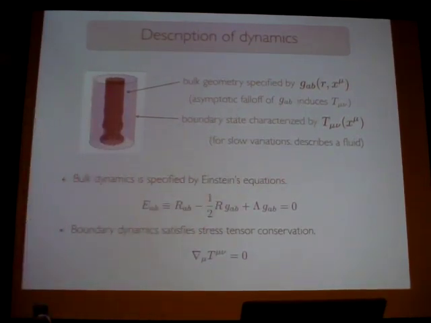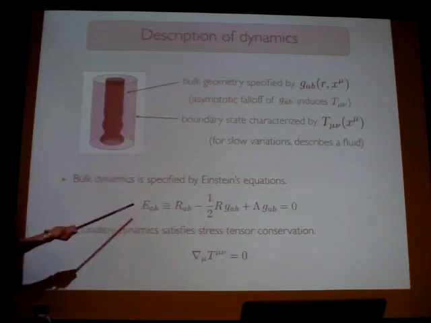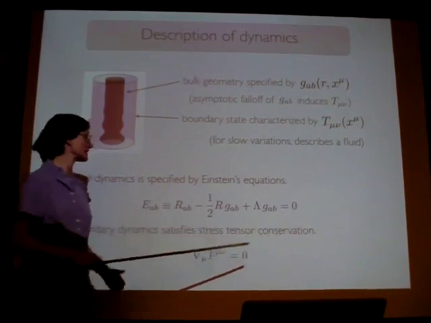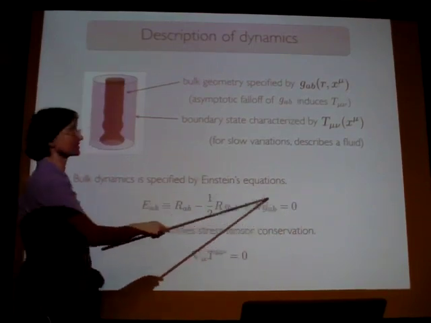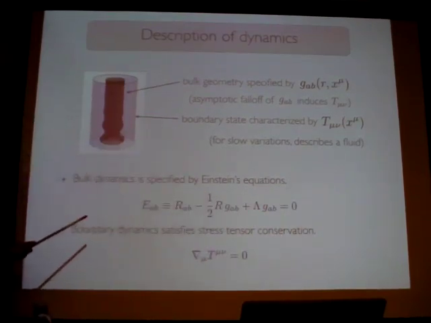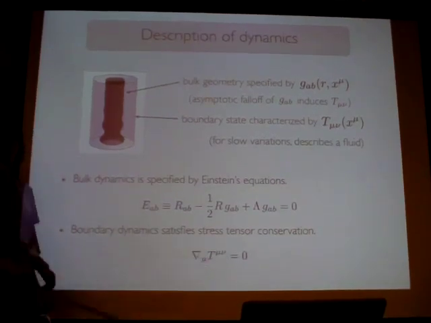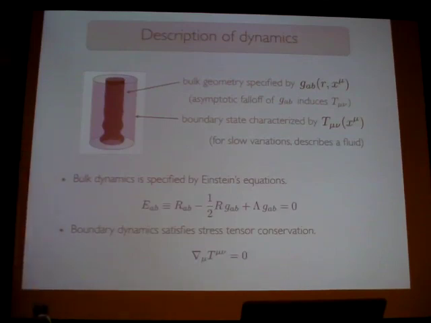Now, the dynamics of the bulk geometry are specified by Einstein's equations with negative cosmological constant. And here I'm putting no bulk metric. Okay, so this characterizes the curvature of the geometry. The boundary dynamics is specified by stress tensor conservation, supplemented by constitutive relations, which specify the stress tensor in terms of the fluid variables like temperature and velocity and so forth.